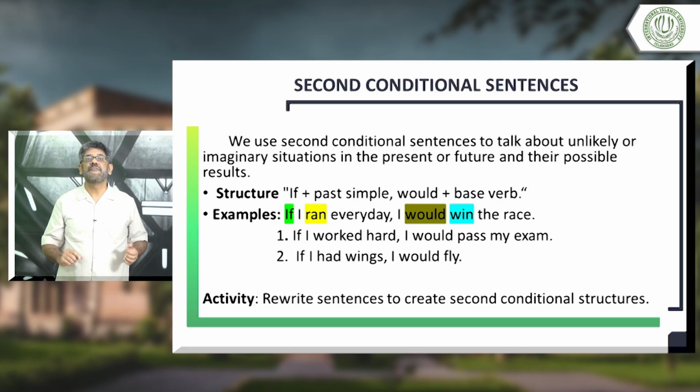Then, if I had wings, I would fly. Come on, man. Do I have wings? We are human beings. We don't have wings. We are not birds. If I had wings, I would fly. So what situation is this? This is hypothetical. This is an impossible situation. We don't have wings, so this is not possible. Now rewrite sentences to create the second conditional structure.